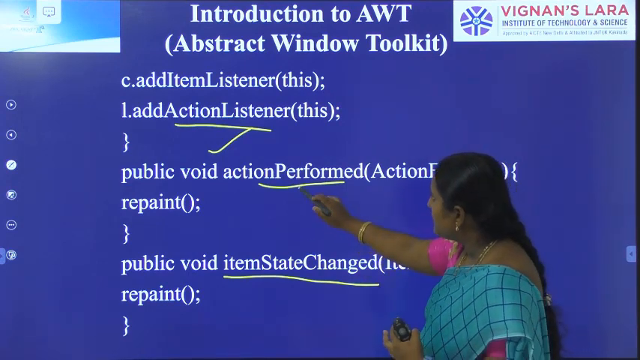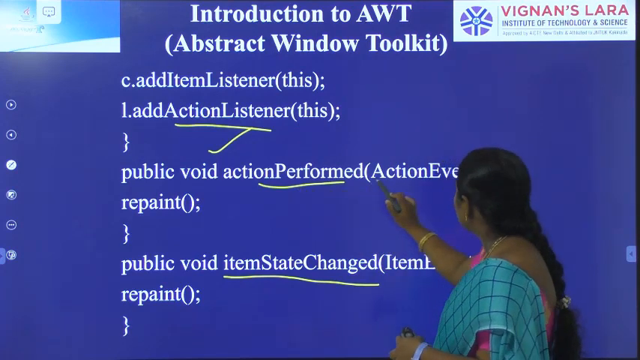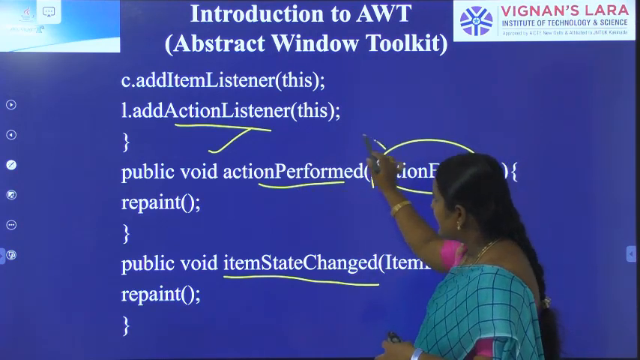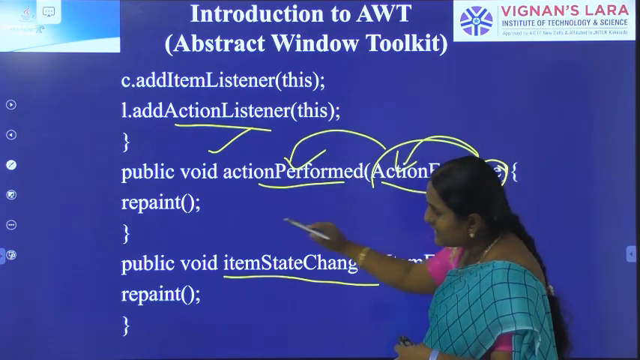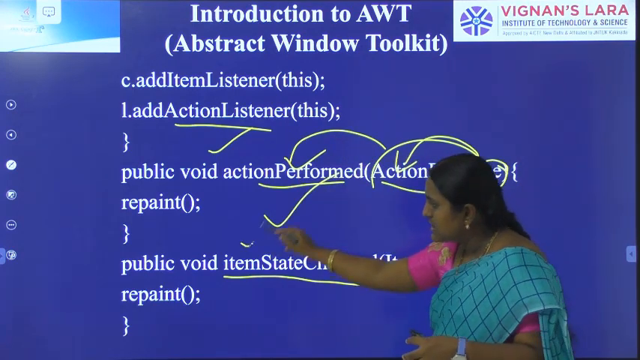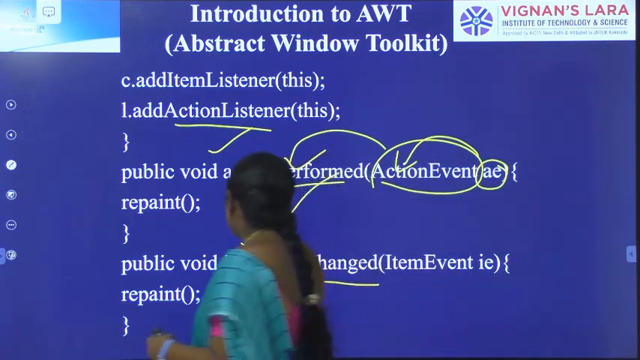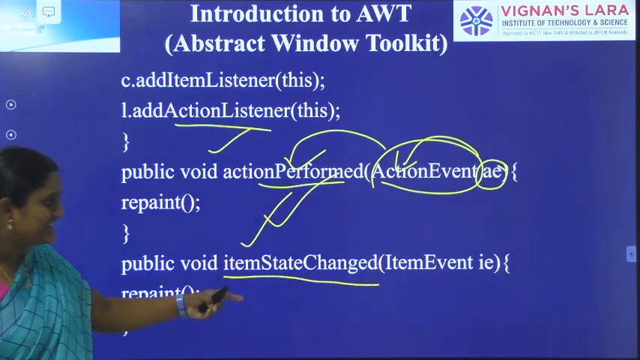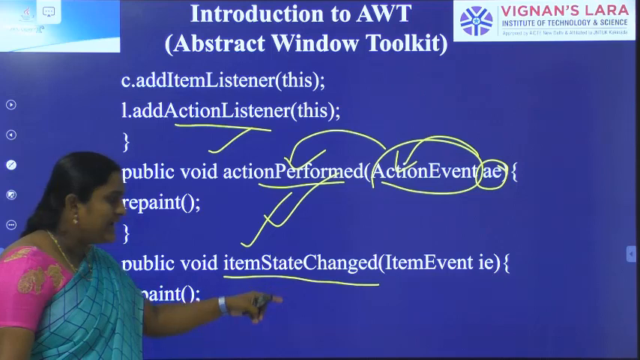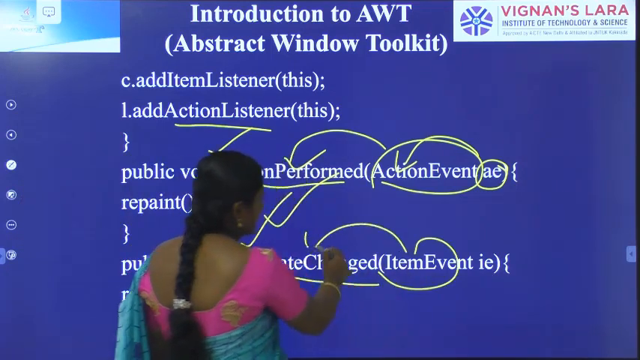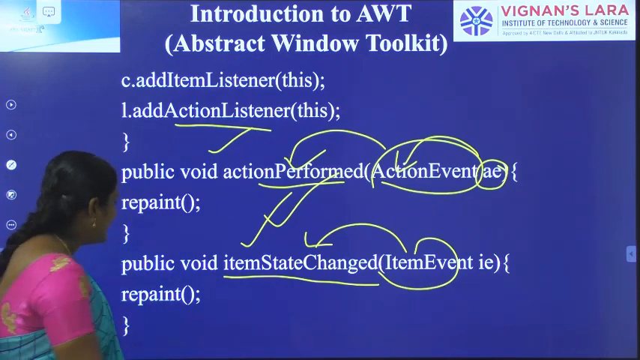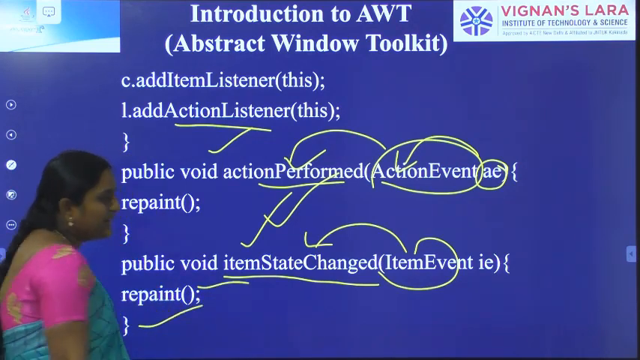So here I am providing the body of the action performed method. Here ActionEvent is a class. That class is applied as the argument of action performed. A is the reference of the ActionEvent class. We can call the defined method and close the method. Next, in a similar way, we provide the body of the item state changed method. Here ItemEvent is a class. The class is applied as the argument of the item state changed method. I is a reference. So we can call the defined method and we close the method body.